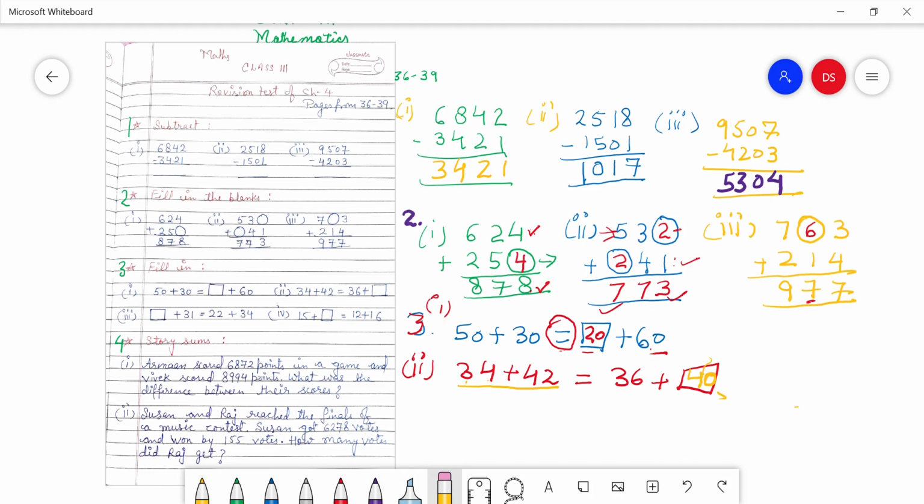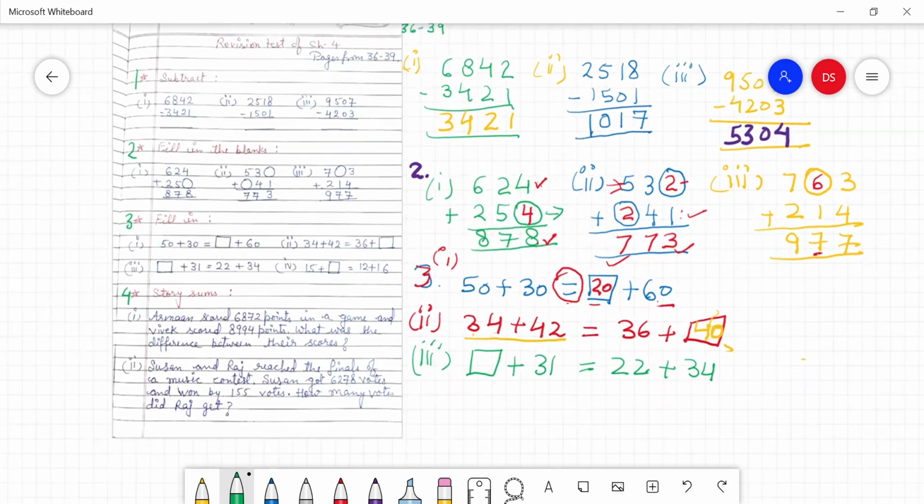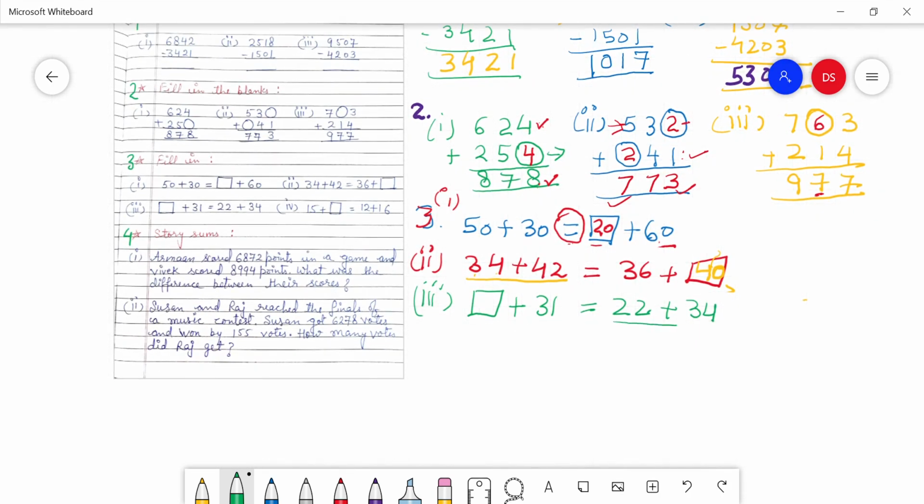Now the third part. Here there is a blank. Plus 31 is equal to 22 plus 34. Children, where both numbers are given on which side, first we will calculate that side. Add these numbers. 2 plus 3, 5. 2 plus 4, 6. The answer is 56.